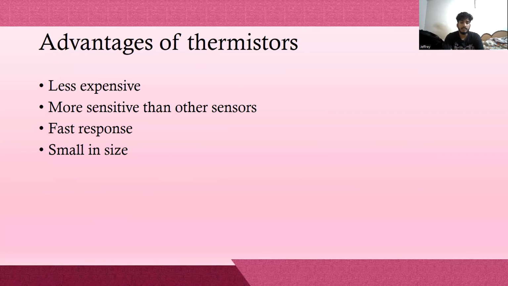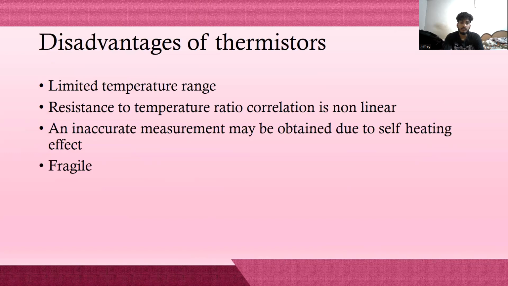Advantages of thermistor. Less expensive, more sensitive than other sensors, fast response, small in size. Disadvantages of thermistors. Limited temperature range, resistance to temperature ratio correlation is nonlinear, and inaccurate measurement may be obtained due to self-heating effect, and it's fragile.